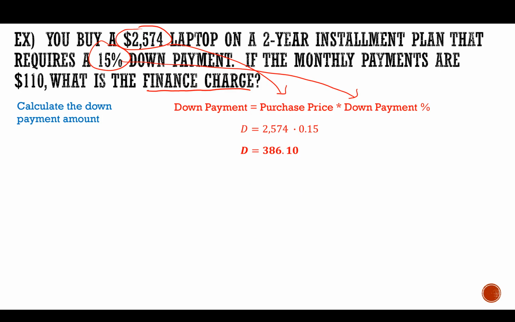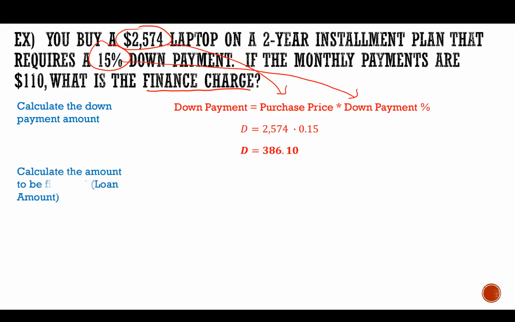All right, so what exactly is that amount? That down payment amount is how much the store will require you to pay up front. So in order for you to get that laptop, you have to pay them 15% of its value right away. If I want to take it home, I've got to pay a $386.10 down payment. So I've already paid off 15% of the laptop, which means I still have to pay off the remaining 85%. And there's a 2-year installment plan that tells me what the monthly payments are.